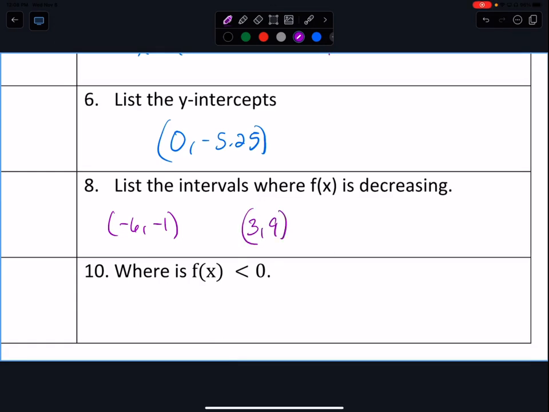And since there's two places where it's decreasing, what should I put in between these intervals? My union. All right, that's where it's decreasing. All right, always about the x. Questions on that?